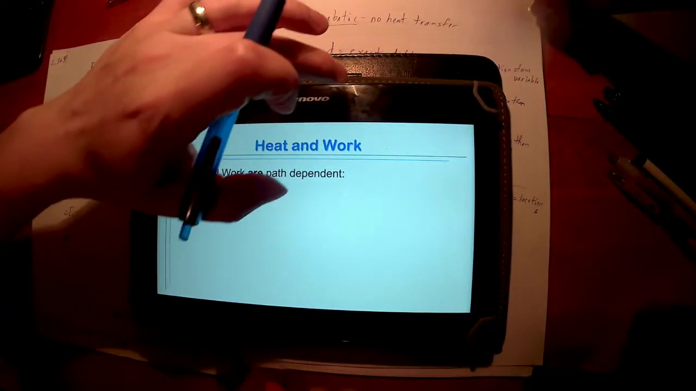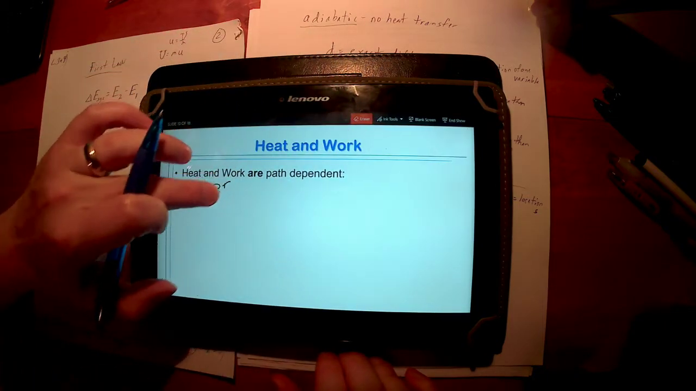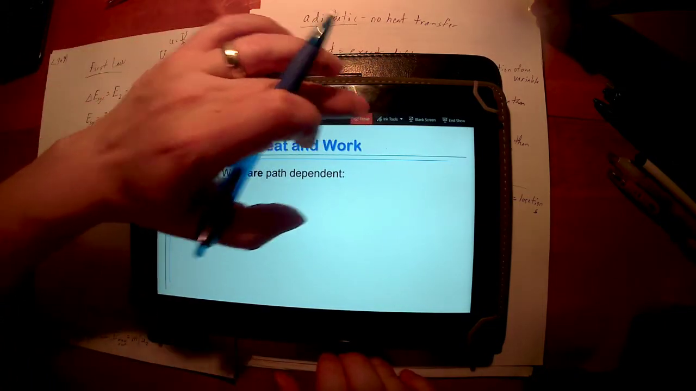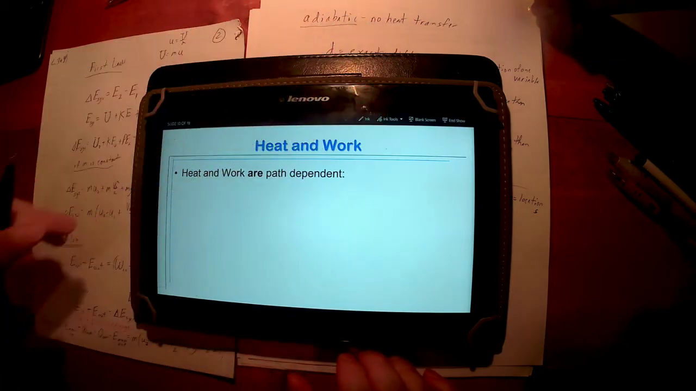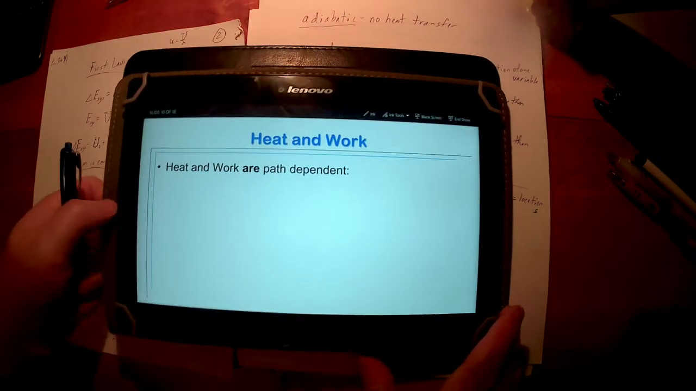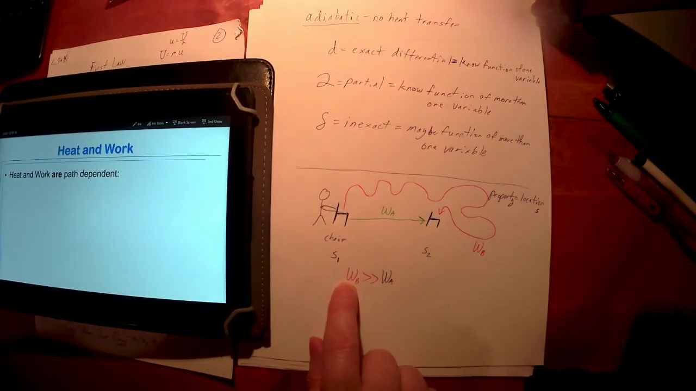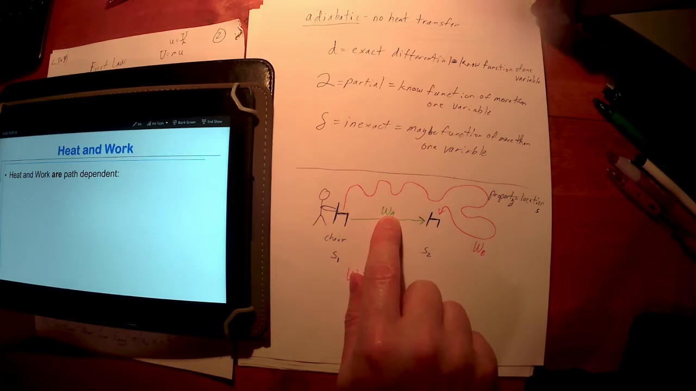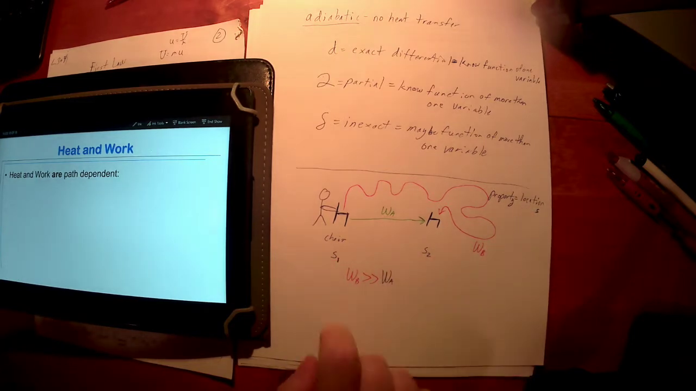Because heat and work are dependent on the path. They're dependent on how they got from one location to the other. Right? A convoluted path is going to require more work than a straight-line path. But the position, the location, doesn't care how it got from here to there. It only needs to know where it's at.